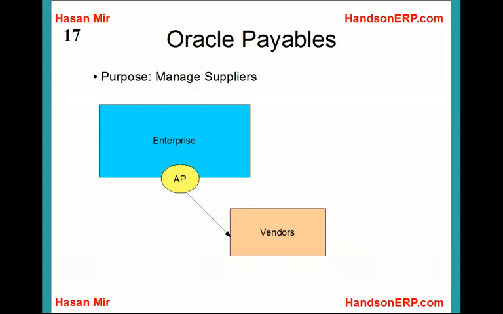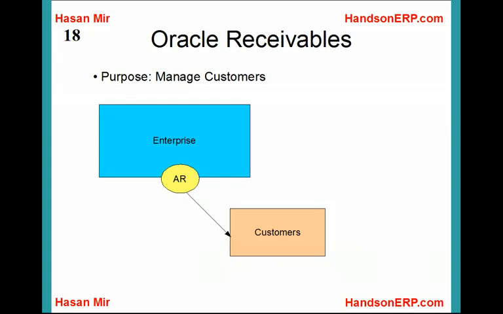Okay, so as a recap, we have the accounts payable module, which is now known as Oracle Payables. It's used by the company to manage the vendors. So this module will tell the company what you have purchased from which vendor, have you paid on time, what method you used for payments, and things like that.